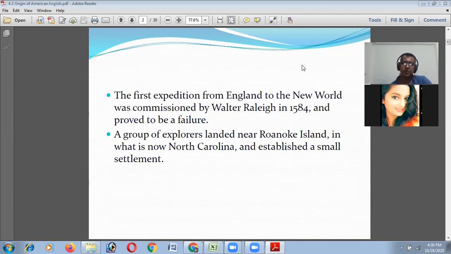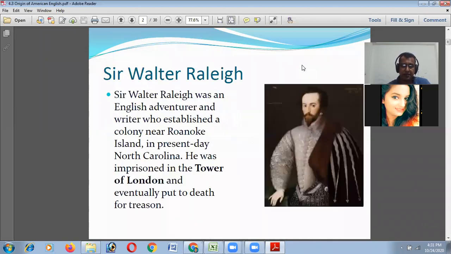And next time, a group of explorers landed near Roanoke Island in what is now North Carolina and established a small settlement. So the first time the British colonial power started to go to America was in 1584, by the expedition led by Walter Raleigh. This person is Walter Raleigh, an English adventurer and writer who established a colony near Roanoke Island in present-day North Carolina.